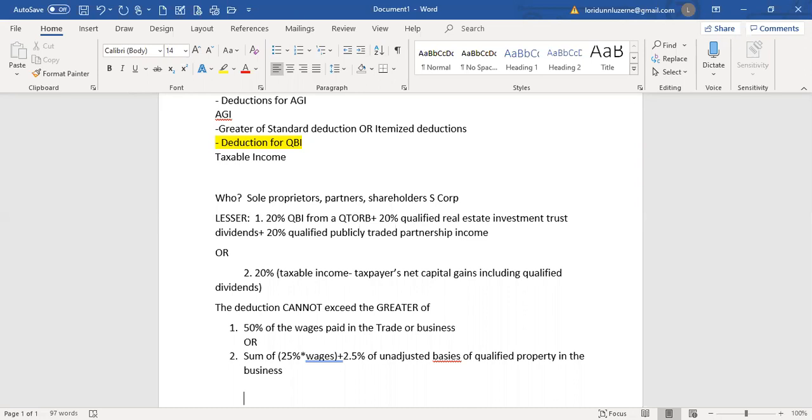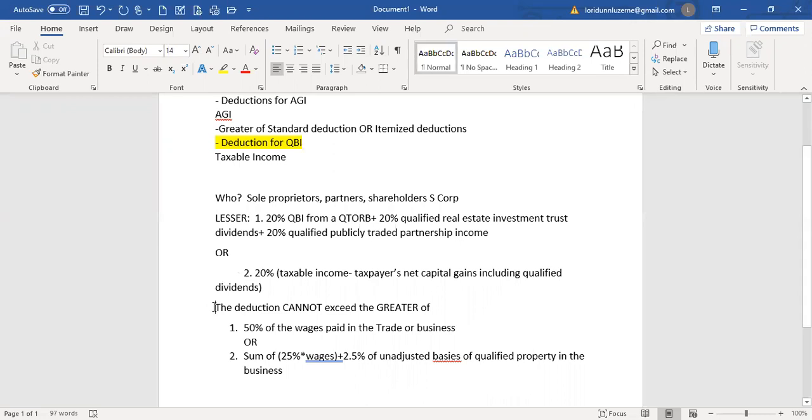And she paid no wages in this business. Let's assume that Courtney's condo rental is considered a trade or business, which generates $5,000 of qualified business income. What is her qualified business deduction? First of all, because her taxable income before the deduction is less than that 163,300, this wage limitation that we just determined does not apply.